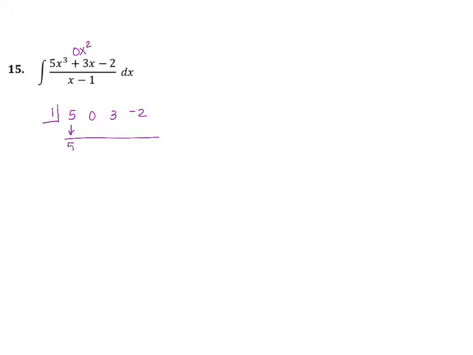And again, we're going to drop our 5, multiply. And again, this goes through fairly quickly. And so we've ended up with our remainder of 6. So again, we're able to rewrite this to be the integral of 5x squared plus 5x plus 8 plus our remainder of 6 over our divisor.